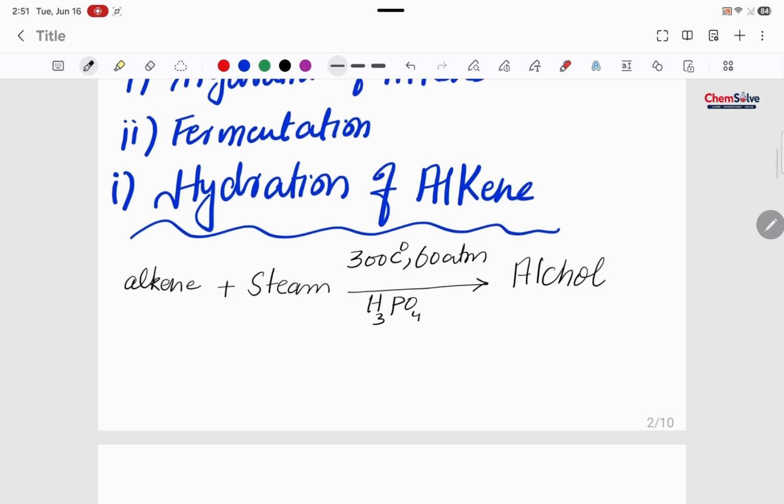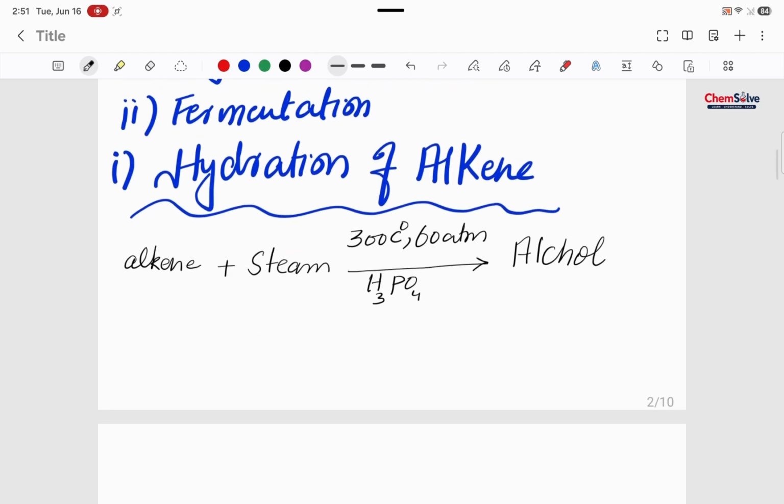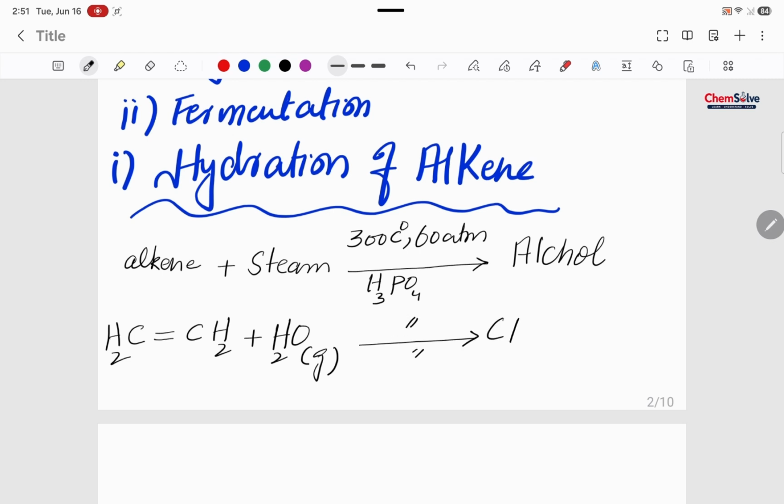So this is a general reaction for the preparation of alcohol. Now I'm going to take the example of ethene. So ethene is carbon 2, a double bond is in between. Okay, what will happen? I will add steam in it. Because it is steam, so I will write gas. The condition will remain same as such and it will turn into an alcohol. This alcohol has 2 carbon, so the name would be ethanol.